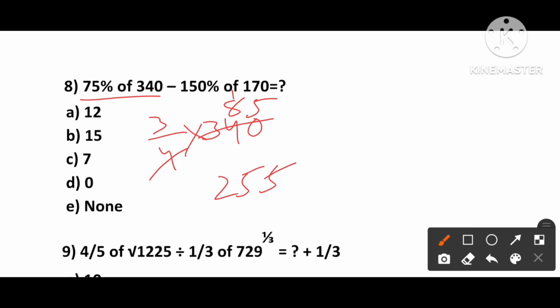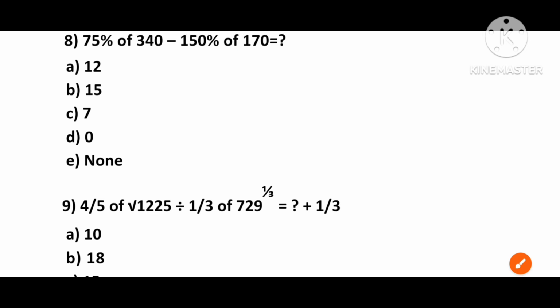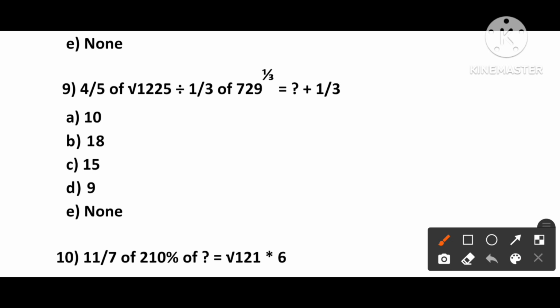Next, 150% of 170. Percentage and double zeros cancel. 15 into 17 times, which will be 15 7 times. 105. 15 10 1 times 15. Okay, we have 255. So sum of these two, difference between these two, we got 0 is our answer. Option D. Okay. Next, let's solve question number 9.